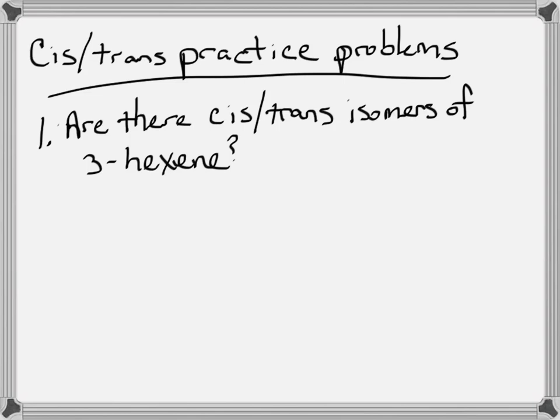When you have a question like this, the first thing we have to do is think about what the question is really asking us, and realize what it's asking is: is there a molecule known as cis-3-hexene and a molecule known as trans-3-hexene? So it's not asking me to draw any of those or anything like that. It's just asking me, do they even exist?